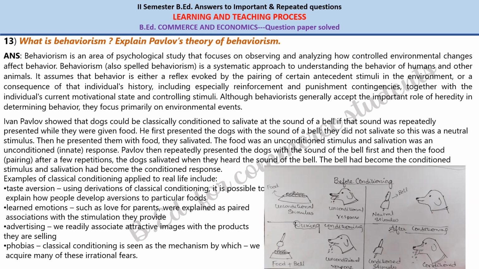So what is behaviorism? Behaviorism is an area of psychology, a psychological study that focuses on observing and analyzing how controlled environment changes affect behavior. It is a systematic approach to understanding the behavior of humans and other animals. So you can go through the answers, and we'll go to the next question now.